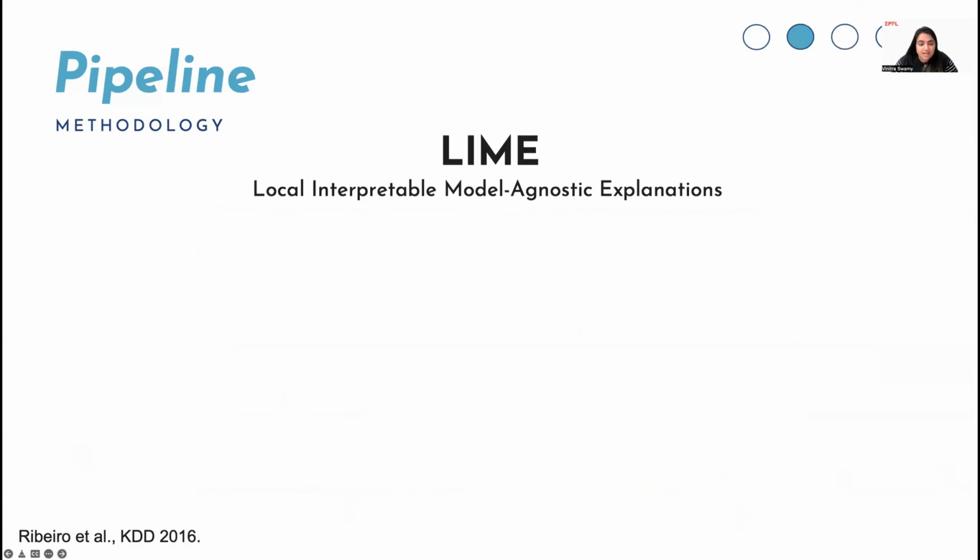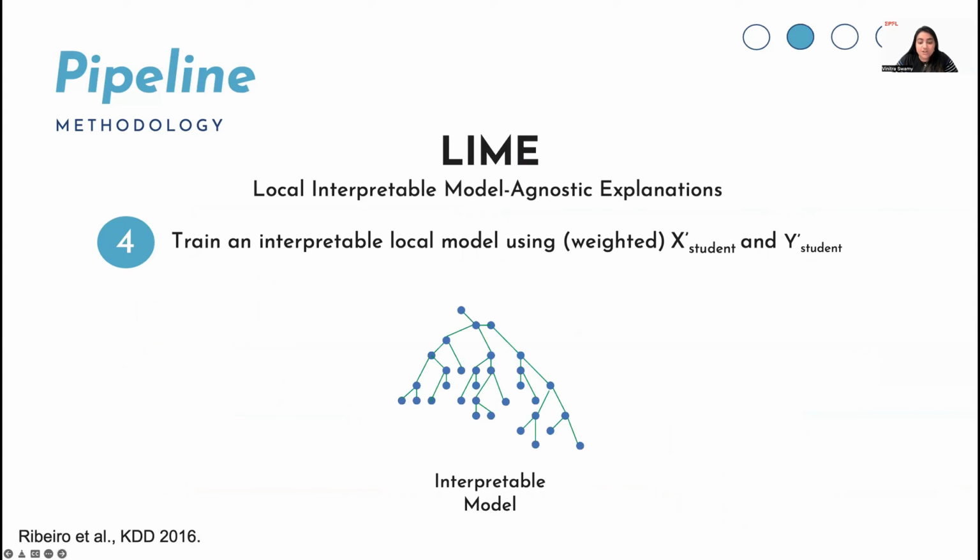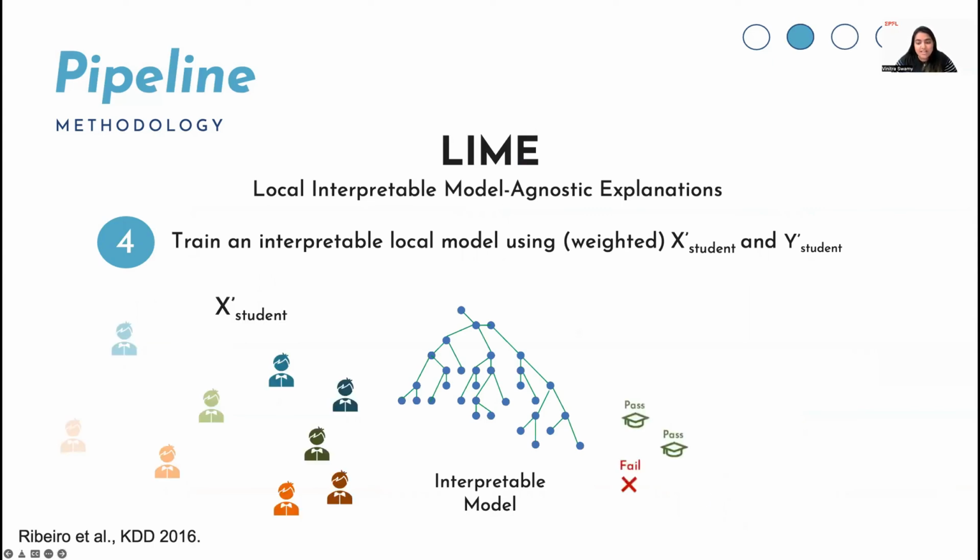We now have our X prime students, our neighbors, and our Y prime students. And using those, we can train an interpretable model, let's say a decision tree, on each of these neighbors and their eventual predictions. Using this, we can have interpretable insights, and from those directly feature importance scores for each of these different features for each student, averaged across all the students of a course.